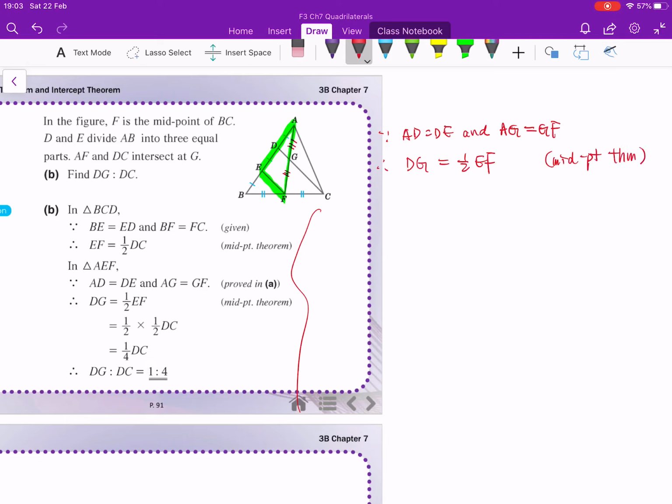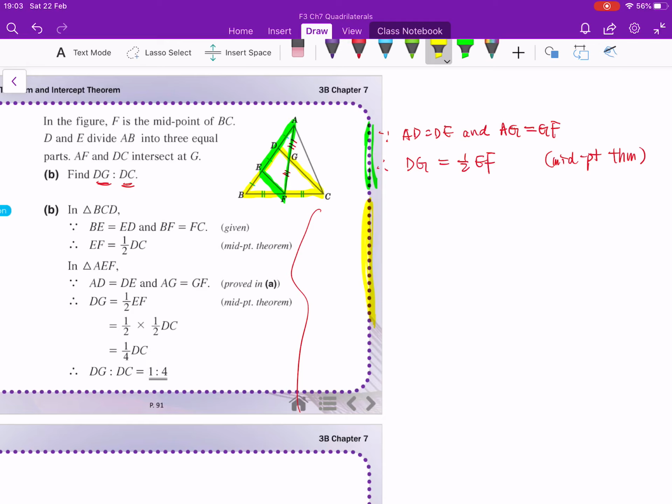So we find the ratio. And I go on. We relate DG and EF together. But finally, for part B, we have to relate DG to DC. So we have to further relate EF to the whole line DC here. So how? You can try to focus on this triangle this time. Okay, this is for the green part, and the following is for the yellow part. Focus on this yellow triangle.